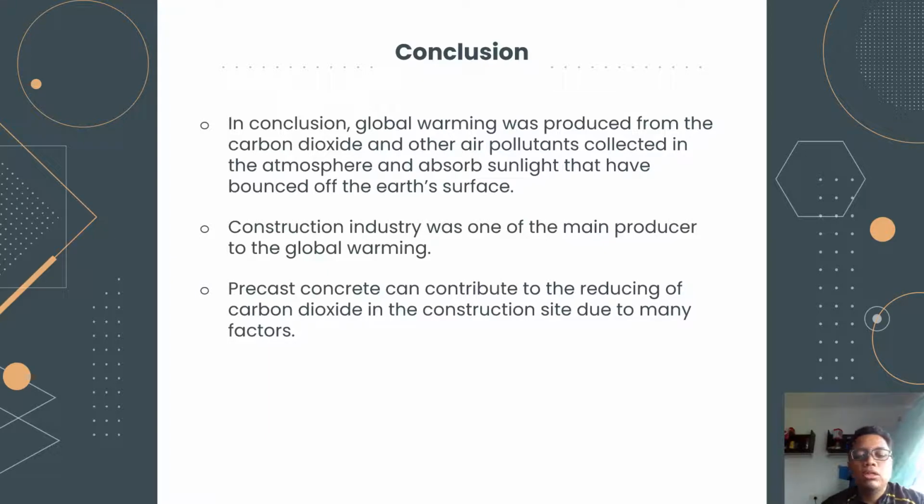So precast concrete can contribute to reducing carbon dioxide in construction due to many factors compared to in-situ, because the material used is reduced and it is not cast at the site, and it can be controlled in a safer place.